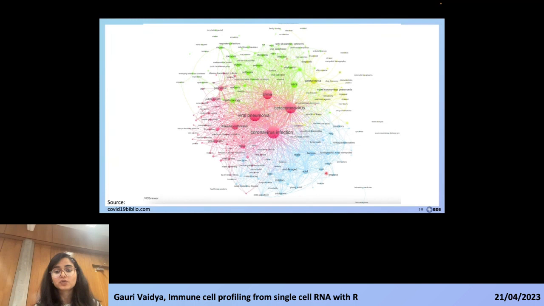And then at the bottom, all the blue nodes are mostly the patient-specific features, whether they are male or female, whether they are adult or middle aged, and so on.